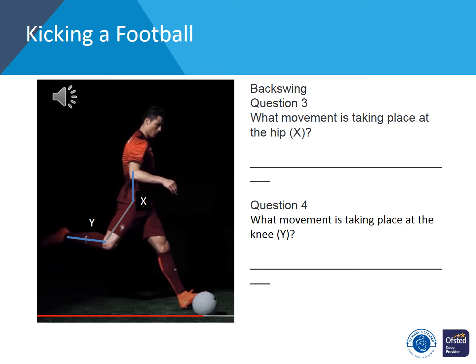So in this picture, Ronaldo is in the backswing. You can see that in terms of the anatomical position, i.e. standing upright with feet together and palms facing outwards, at the hip the angle has actually increased. So there has been extension at the hip. But you can see that the angle of his lower leg has decreased, and so that will be flexion at the knee.